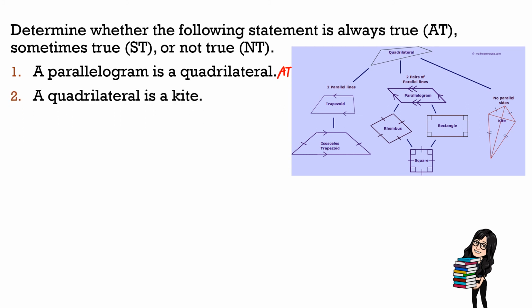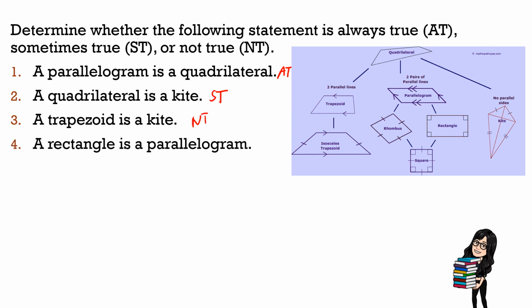Next, a quadrilateral is a kite. So this is going down. That's why this is sometimes true. A trapezoid is a kite. So obviously, a trapezoid will not be a kite. So this is not true. A rectangle is a parallelogram. So that is going up. So this is always true. A rhombus is a square. So that is going down. So this is sometimes true.